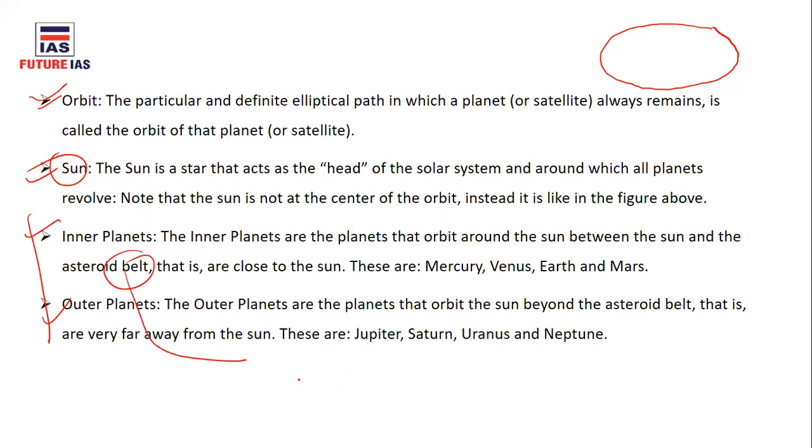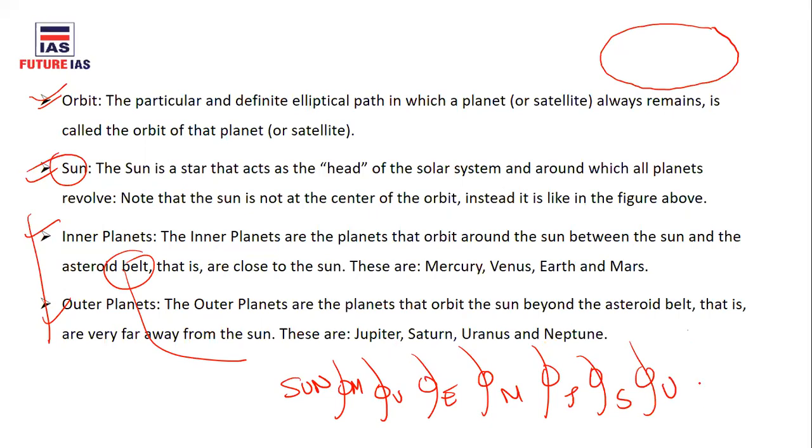If I draw the diagram, you can see here, this is the sun, this is Mercury, this is Venus, this is Earth, this is Mars. Mercury, Venus, Earth, Mars. Then you have Jupiter, then Saturn, then Uranus, and then Neptune. Pluto is not considered a planet, so we are not considering Pluto. Between Mars and Jupiter you have the asteroid belt. So I am making this, an asteroid belt.